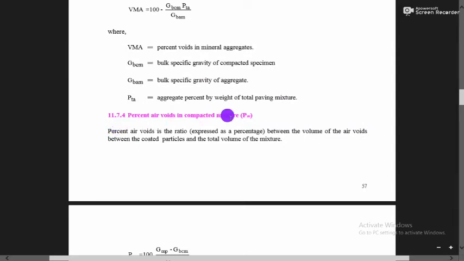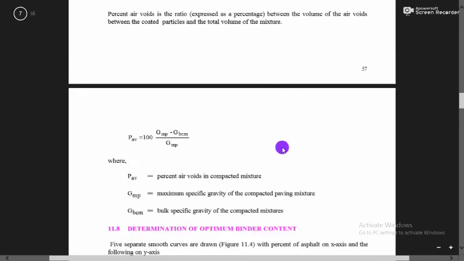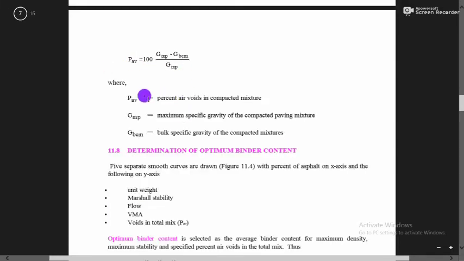11.7.4 The percent air voids of the compacted mixture. Percent air voids is the ratio, expressed as a percentage, between the volume of the air voids between the coated particles and the total volume of the mixture. The formula: Pav is the percent air voids of the compacted mixture.